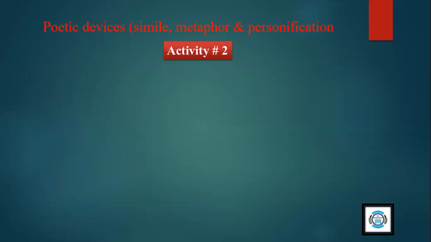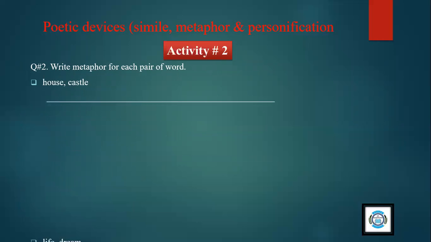Here is your activity number two. Write a metaphor for each pair of words. Okay, I'm going to give you two words. You have to make sentences in a way that you use metaphors. Okay, so here comes the first pair, house and castle. So you can make the sentence, this house is a castle, and you can make the sentence by yourself also.